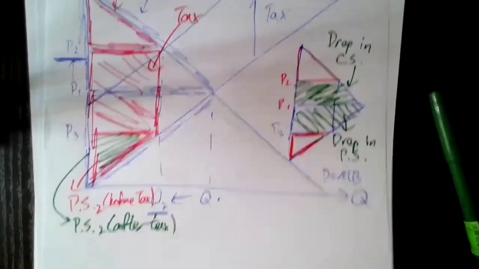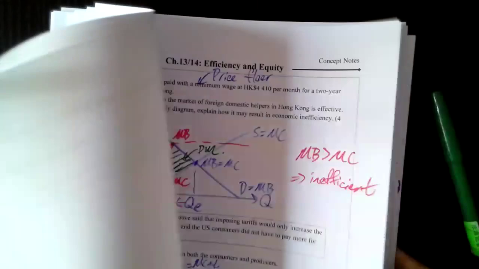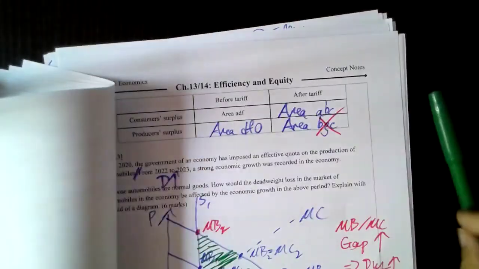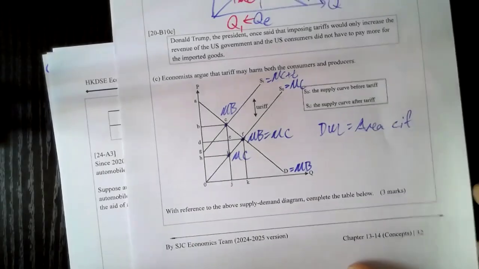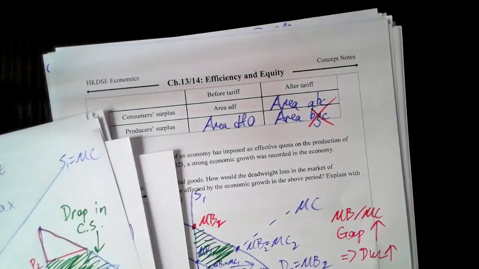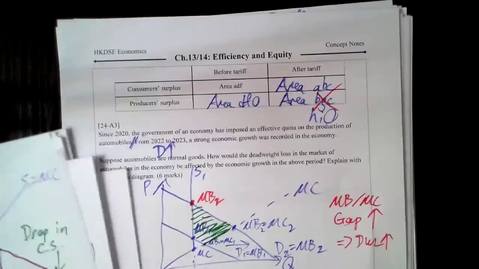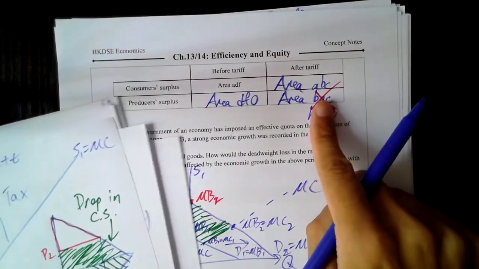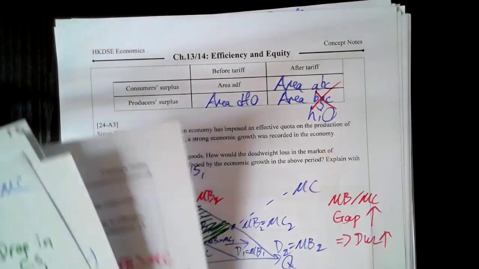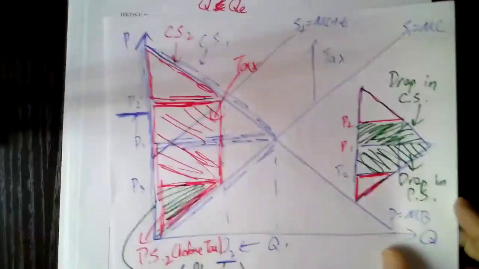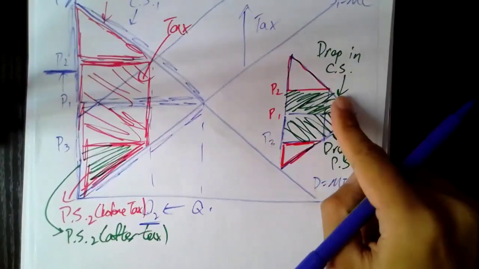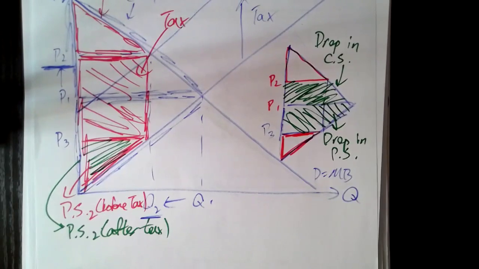So, if you want to be the most correct, in the past paper question, which is here, the most correct area should be HIO. It should not be BGC, it should be HIO. Lucky for you, the examiners decided this is too difficult, so they also accept this answer, because again, they don't want to kill you miserably. You see, a drop in producer surplus, a drop in consumer surplus. We have a drop here, right?